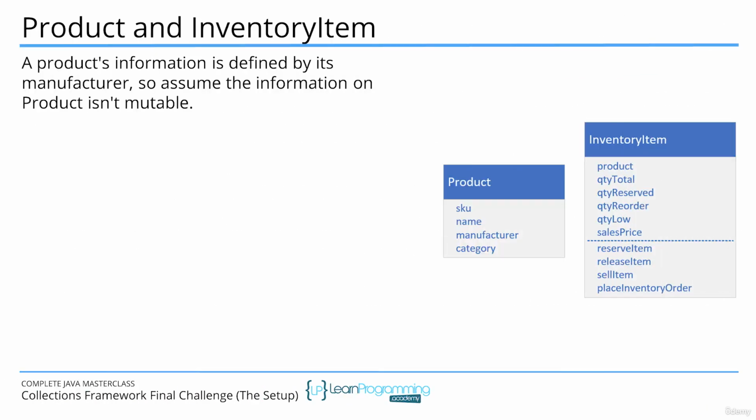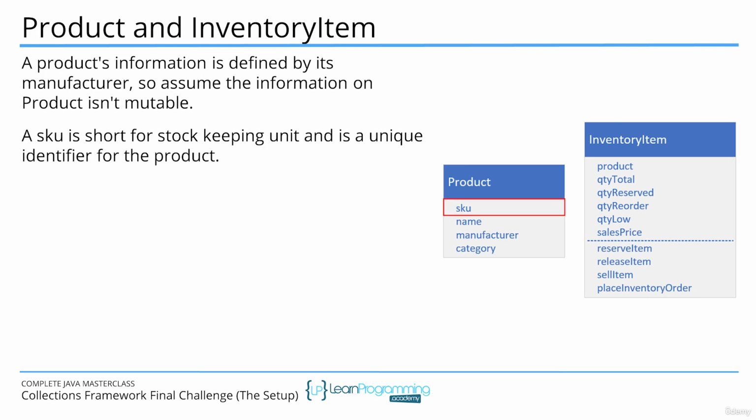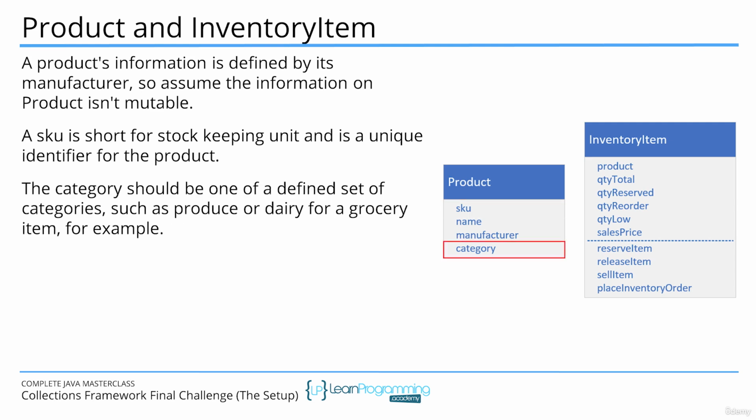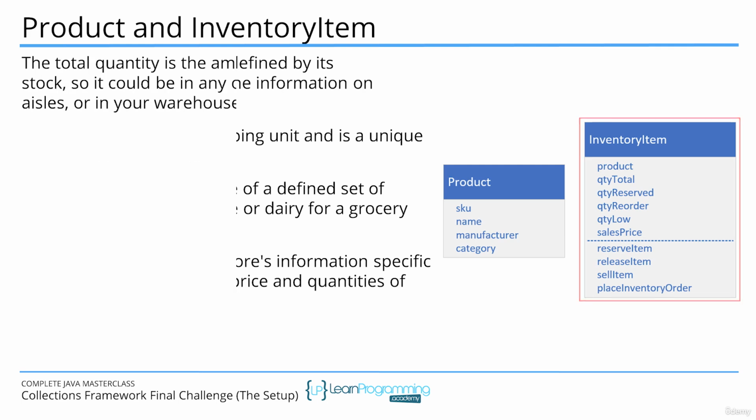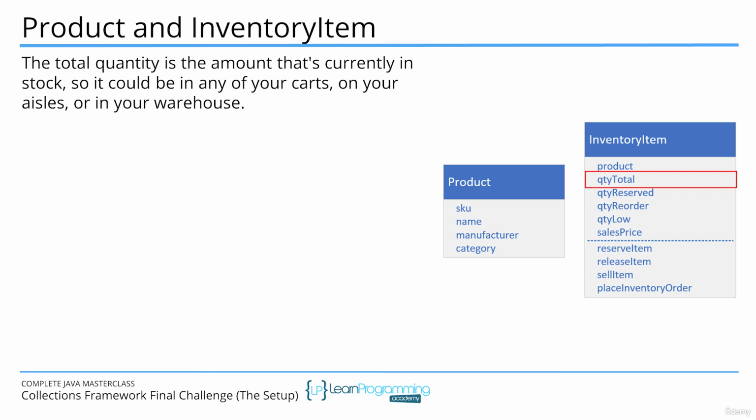A product's information is defined by its manufacturer, so assume the information on product isn't mutable. A SKU is short for stock keeping unit and is a unique identifier for the product. The category should be one of a defined set of categories, such as produce or dairy for a grocery item, for example. The inventory item is the store's information specific to the product, things like price and quantities of each product in stock. The total quantity is the amount that's currently in stock, so it could be in any of your carts, on your aisles or in your warehouse.